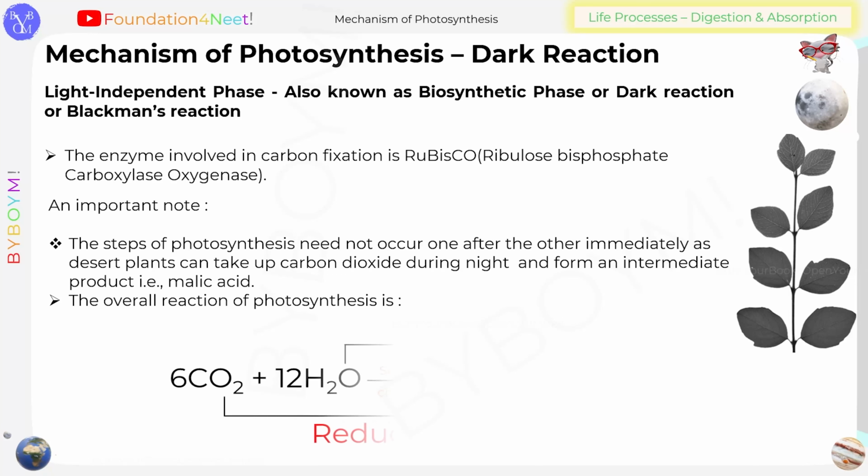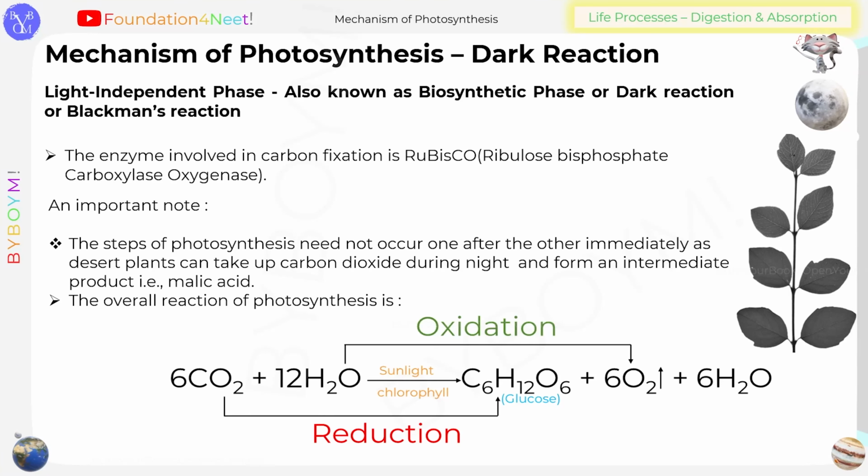The overall reaction of photosynthesis is 6 molecules of carbon dioxide plus 12 molecules of water are utilized along with light energy, and this reaction occurs in the chloroplast, and chlorophyll is also involved and leads to the production of 1 molecule of glucose, and 6 molecules of oxygen are released into the atmosphere, plus 6 molecules of water are also produced.